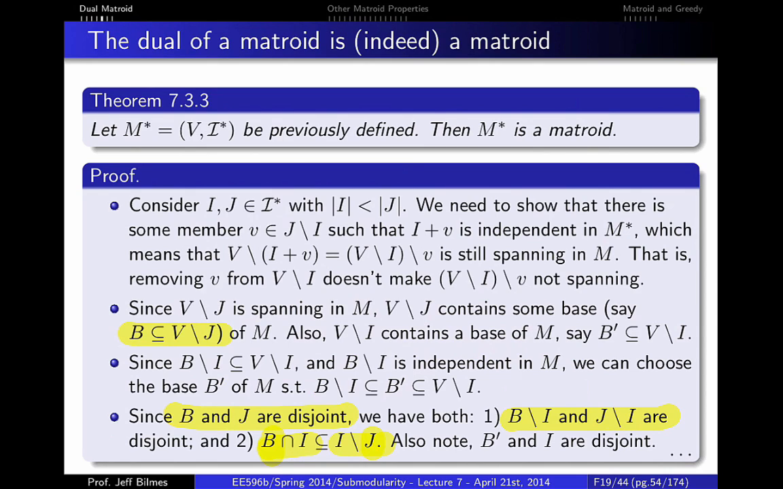Yep. Wait, how do you know there's a B prime sandwiched between B minus I and V minus I? Well, these timeouts don't ruin anything. Okay, so let's get back to the question.